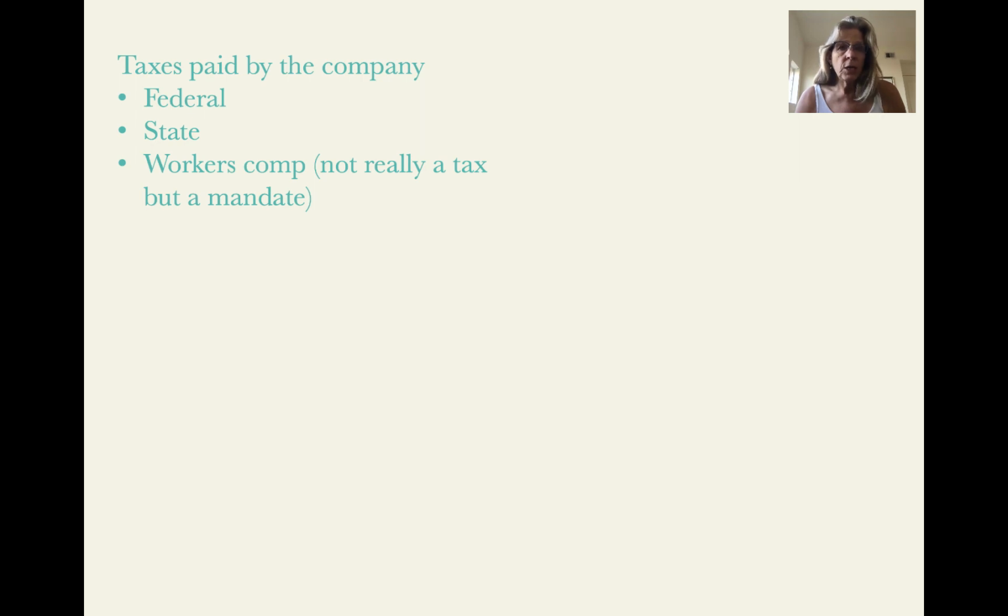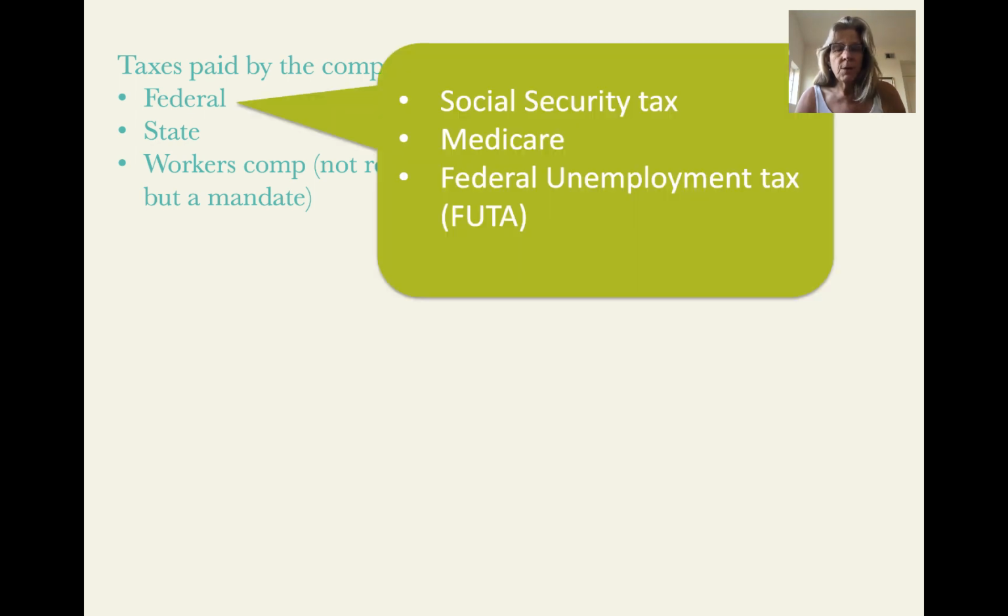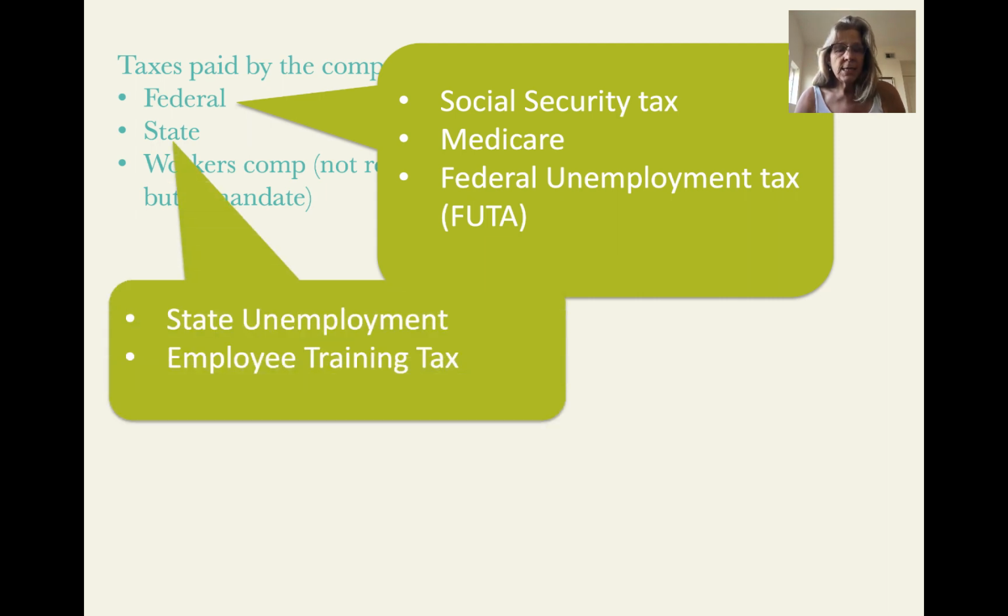So let's go ahead and look at these in some detail. The first thing we're going to talk about is federal, and there's 3 types of taxes that are paid, that are required by the federal government. The first is Social Security tax, the second is Medicare, and the third is federal unemployment tax. For states, there's 2 taxes: state unemployment tax and employee training tax. And as I go through this video, I'm going to be talking about California particularly, but other states have similar ways of calculating, but the rates might be different.